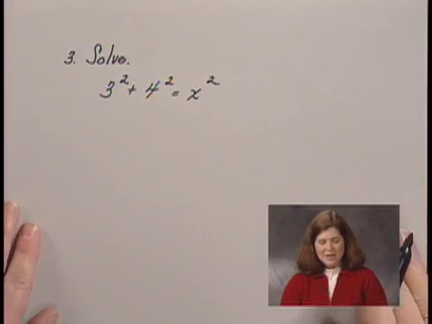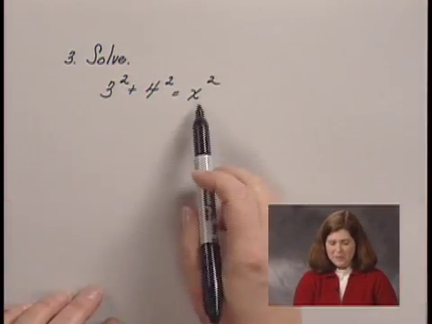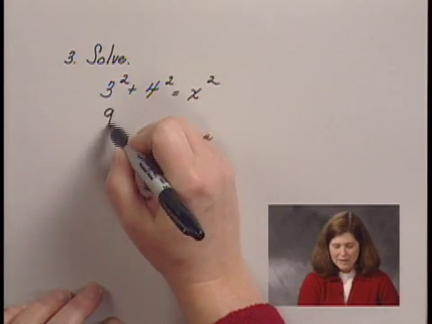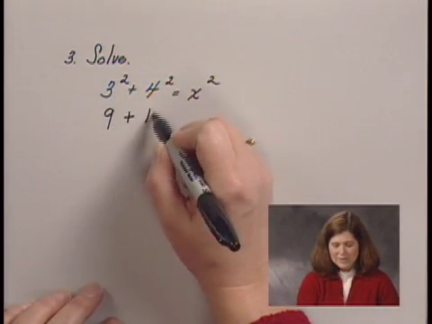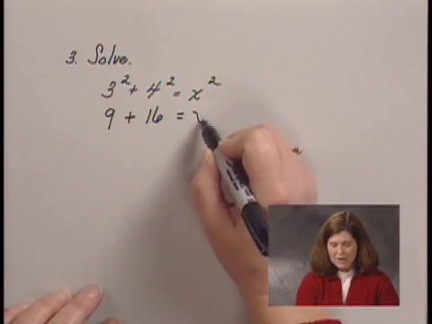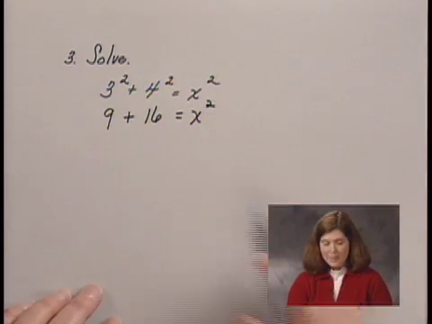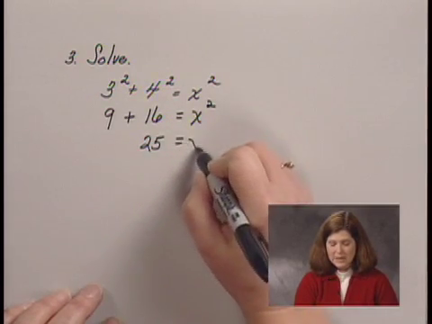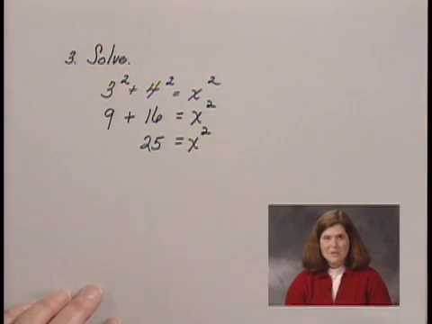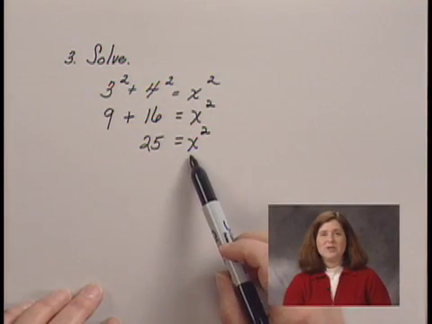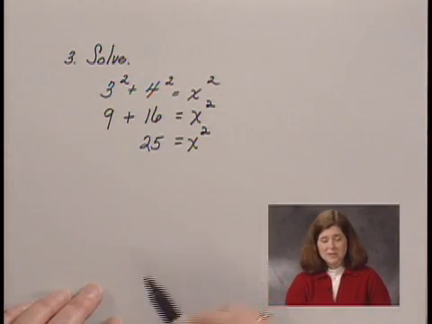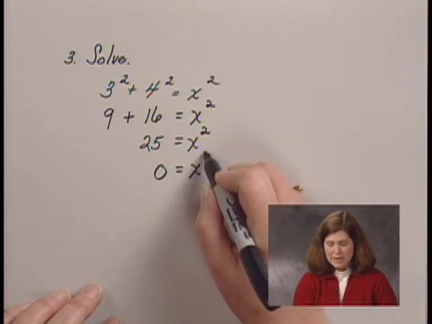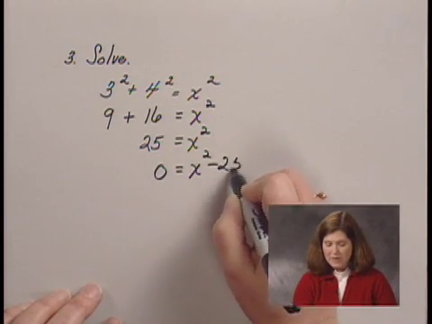To solve it, we need to first of all simplify this. 3 squared is 9, 4 squared is 16, and we have x squared. Adding 9 and 16, we get 25 equals x squared. Since we have a quadratic equation, we're going to use the principle of zero products. Subtract 25 on both sides. We have 0 equals x squared minus 25.